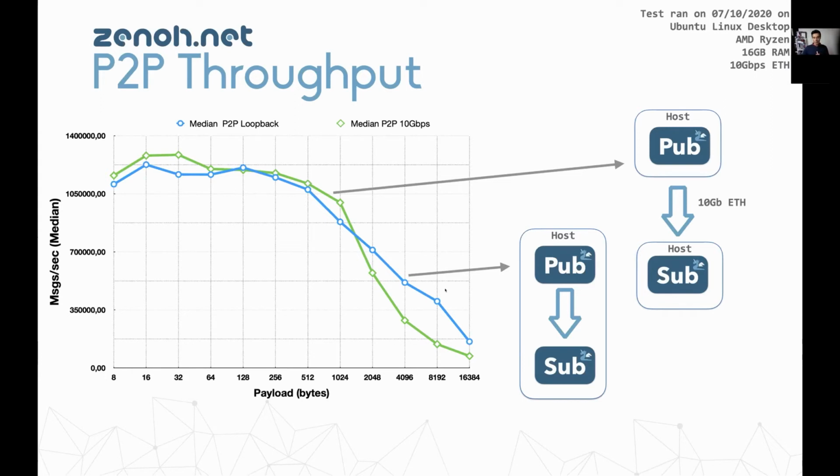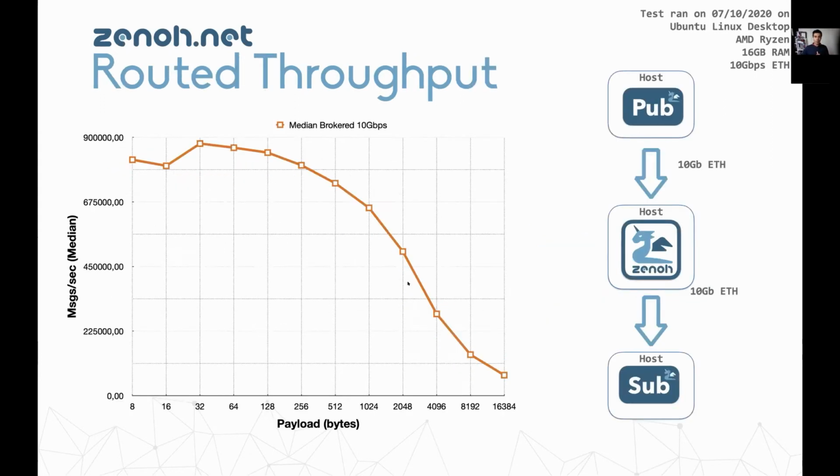And if we look at the brokered or the routed situation, so when communicating not peer-to-peer, in this case we have an extra hop and we have a router running once again on a machine with two 10G network interfaces. So there is an inbound and outbound interface. Here you see that the throughput goes a little bit below. We are around 900,000 messages per second for small data, and that eventually goes down inevitably because the bandwidth is limited.